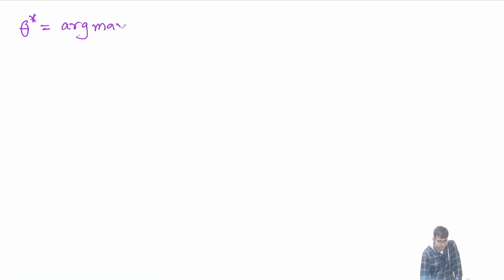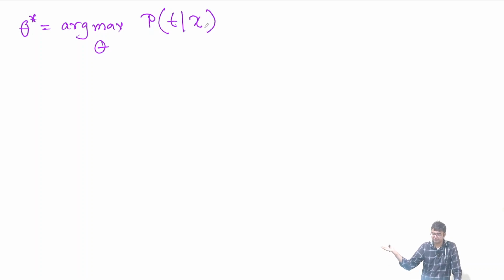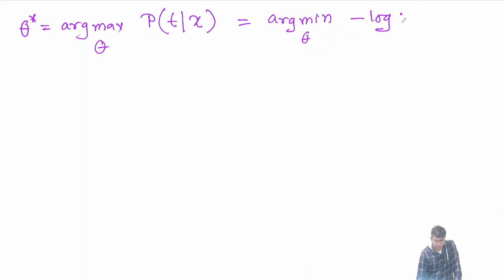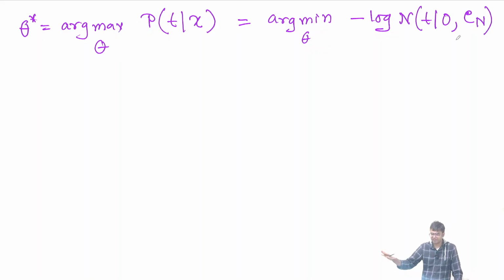theta star is equal to arg max over theta of the probability of t given x. This is what we will do, which is a Gaussian, by the way, which is equal to arg min over theta of minus log of Gaussian t given 0, Cn. Cn is Kn plus sigma y square I. Everyone agrees, nothing there. You can always take a log, and the negative sign turns max into min.